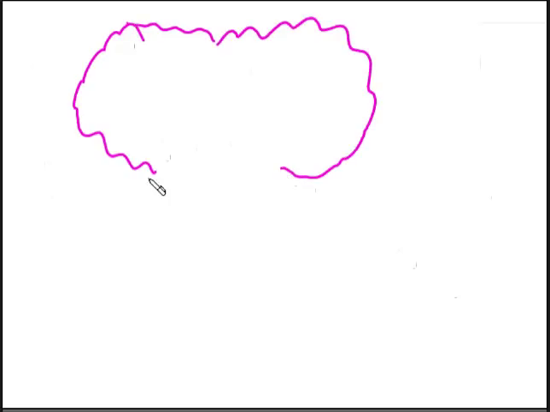So let's say here we have the cerebral cortex, or let me just do it differently. Here we have the cerebral cortex of this side, the cerebral cortex of this other side. This is the brain stem, and then the spinal cord.